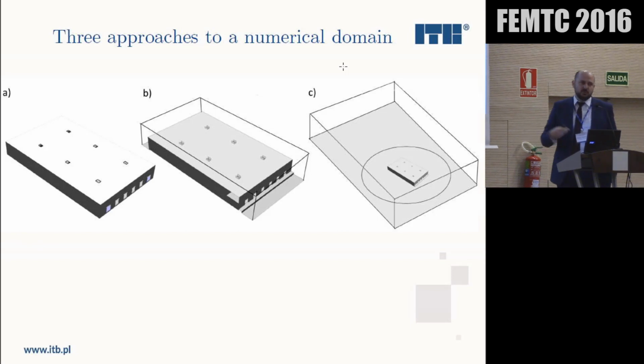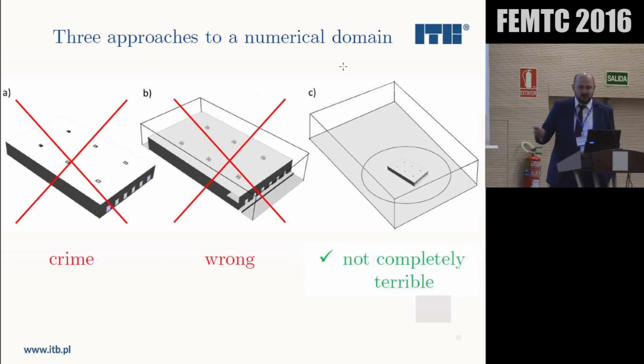There's a second approach which I see often used by some engineers, which is just modeling a small domain around the building, not that big a domain around it. And then there's the wind engineering approach. And if I had to classify them, the first one's a crime, the second is wrong, and the third is not completely terrible.